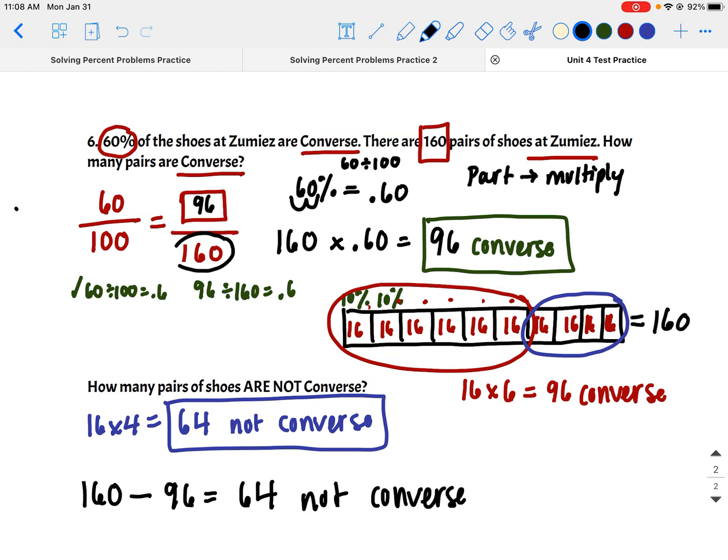All right, I'm trying to give you different depictions just in case one doesn't work in your brain, so hopefully that helped you out.